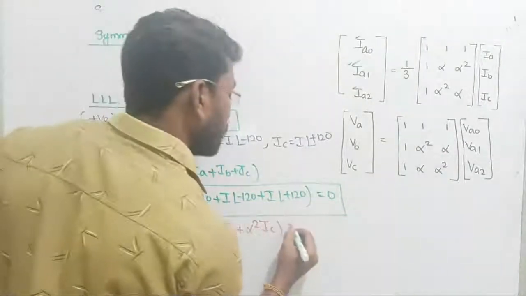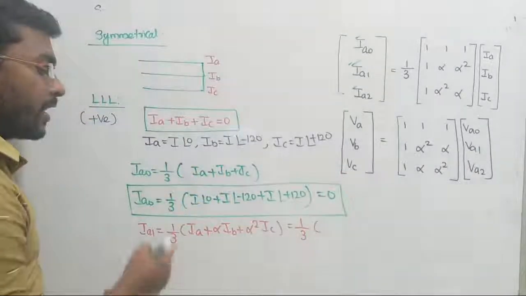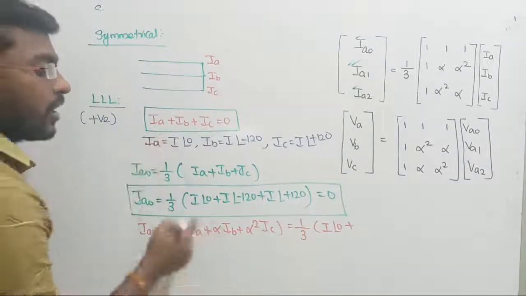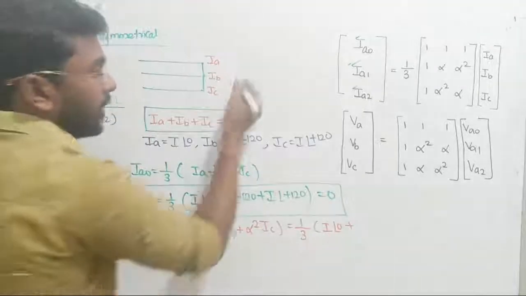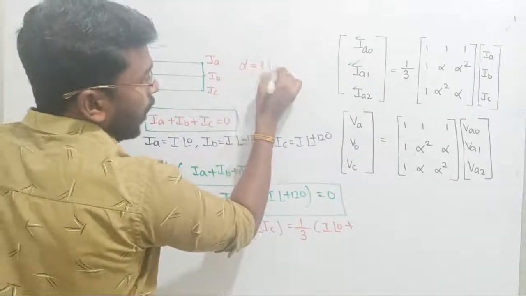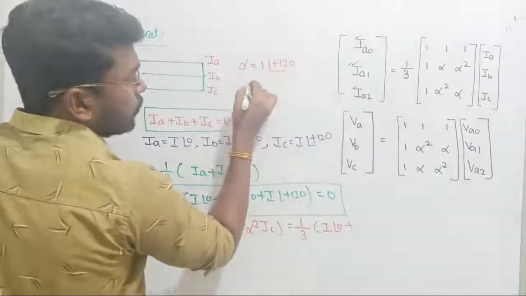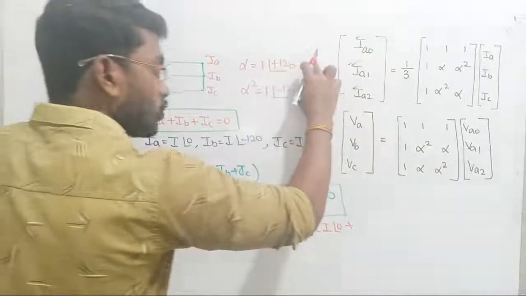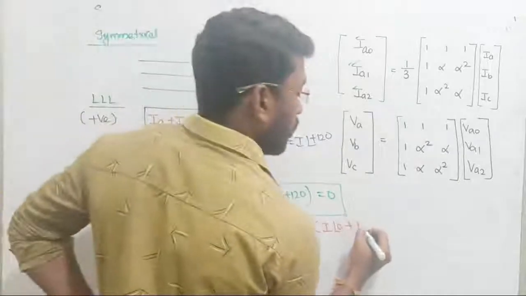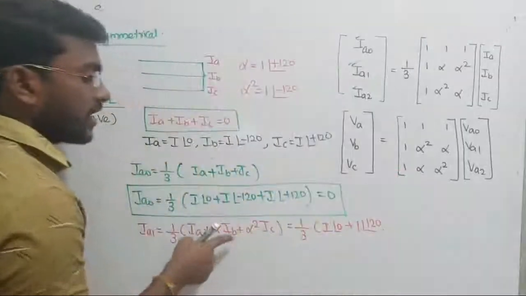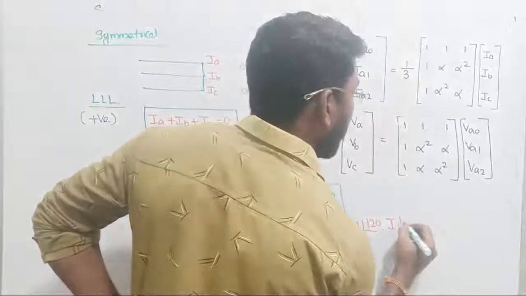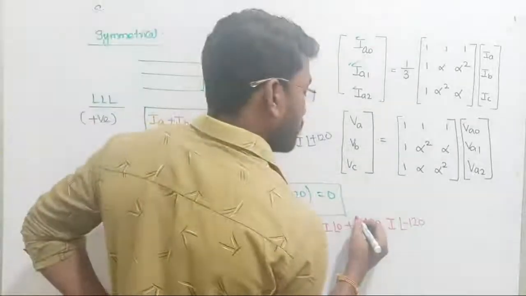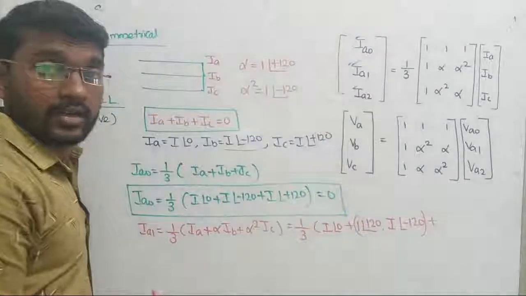Let us extend our discussion further. It can be written as 1 by 3, in bracket, IA can be written as I at an angle of 0 degree, plus alpha times IB. We all know alpha can be written as 1 at an angle of plus 120 degree. Alpha square can be written as 1 at an angle of minus 120 degree. Is there any mistake? No. Just take these two values and substitute them here. Alpha can be replaced by 1 at an angle of plus 120 degree, whereas IB can be written as I at an angle of minus 120 degree. Similarly, we are just multiplying these two quantities. Plus IC can be written as, is it visible? Yes.